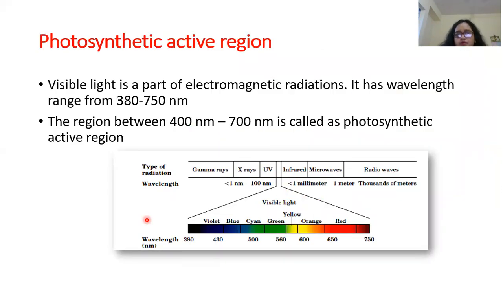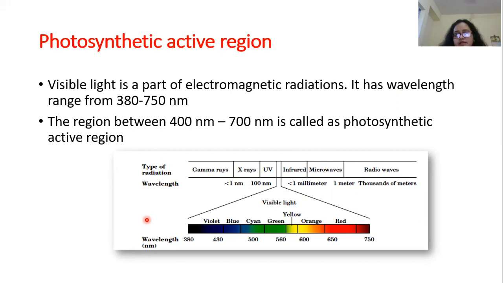Now we'll study about the photosynthetic active region. As we know that photosynthesis occurs in the presence of light, but what part of the light is generally responsible for photosynthesis to take place? That part which is responsible for photosynthesis is called the photosynthetic active region. And this region is a part of the visible light.